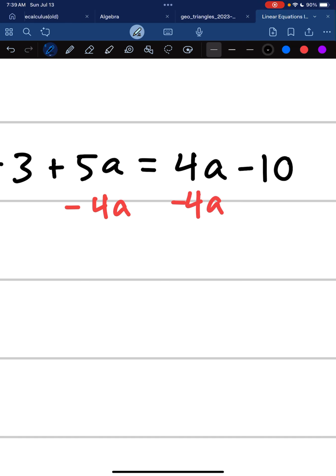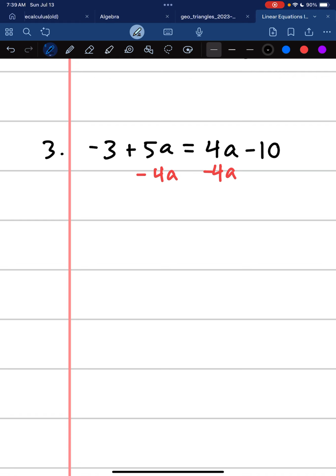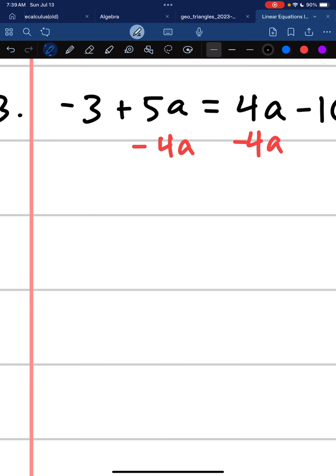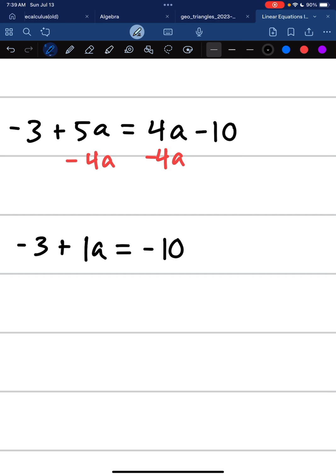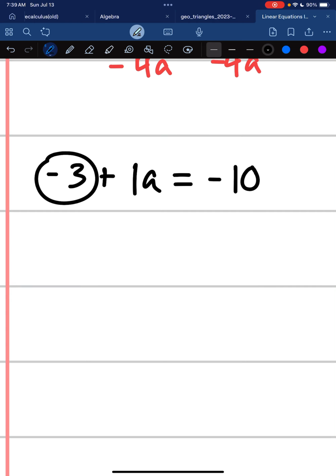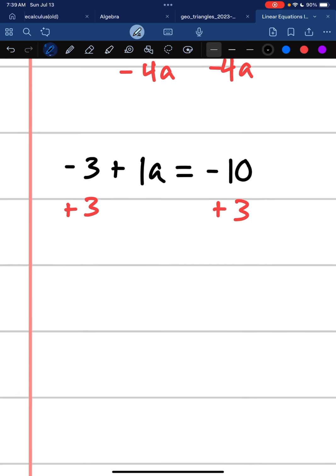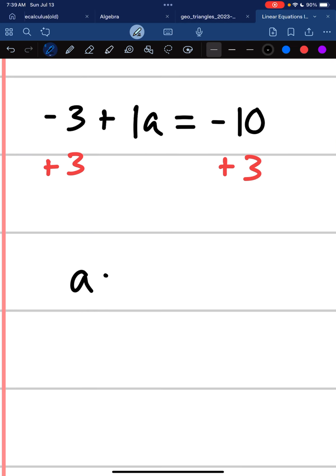And on the right side, 4a minus 4a is 0. On the left side, 5a minus 4a is 1a, or just a, right? So you have negative 3 plus 1a equals negative 10. Now we can get this guy to the right side. So we're going to do that by adding 3 to both sides. Notice how we have negative 3, or we're subtracting 3 from the left side. So to undo that, or to reverse that, I'm going to add 3 to both sides. And I'm left with a equals negative 7. So that's my answer.